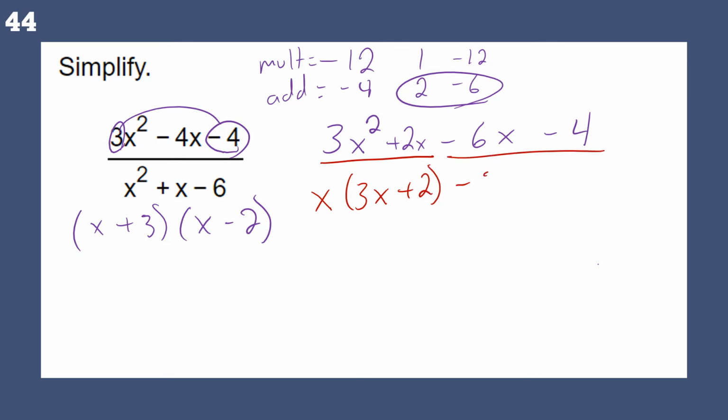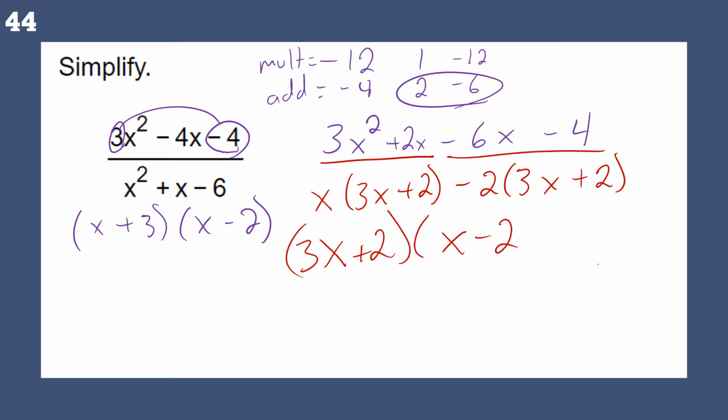I can take a negative 2 out, and that would leave me with, well, 3x plus 2. My final answer is going to be these two factors, okay? So 3x plus 2 times x minus 2. Now, before you get excited and think, oh, we're done, remember that what we started with was a fraction.